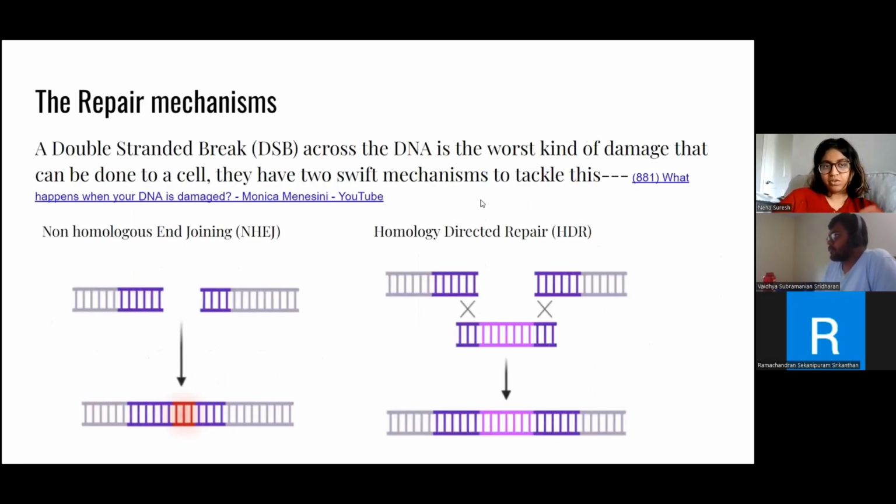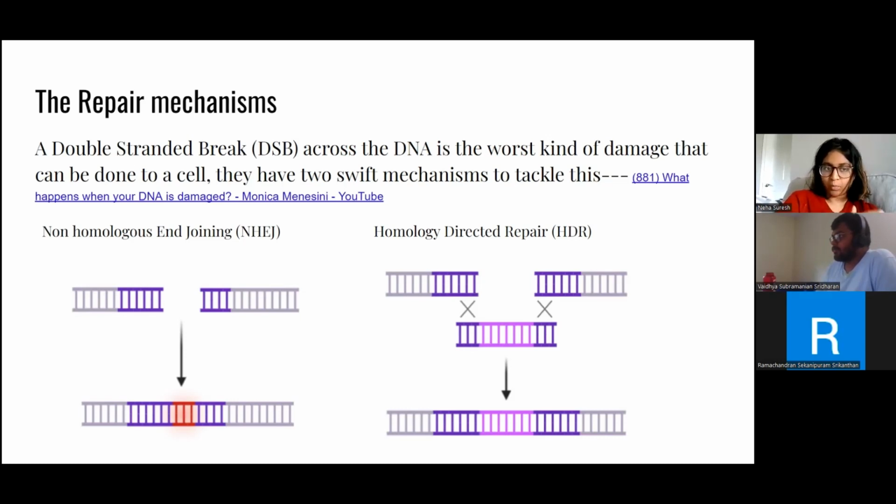Now, the repair mechanisms. So all human beings, almost all eukaryotes on Earth, have a DNA repair mechanism that is inherent to the being itself. It is usually when there is a single-stranded break, there are a few mechanisms that just kick in instantaneously and are a lot less energy expensive as compared to double-stranded breaks. A double-stranded break is the worst kind of damage that can be done in a cell, especially in a nucleus, and they have two mechanisms to tackle it.